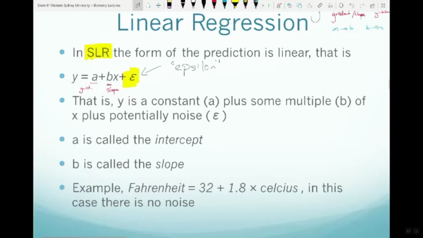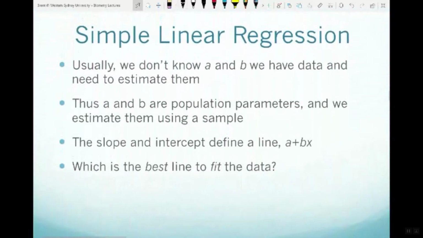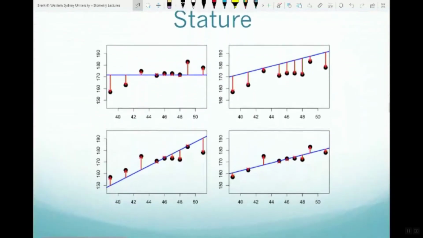We're going to see if we can do the same thing for height and metacarpal length. So y is our stature, our height, and x is our metacarpal length. What is a and b? That's our question now. Here are some attempts at a line of best fit. These are all the same 9 points that we have in our data.